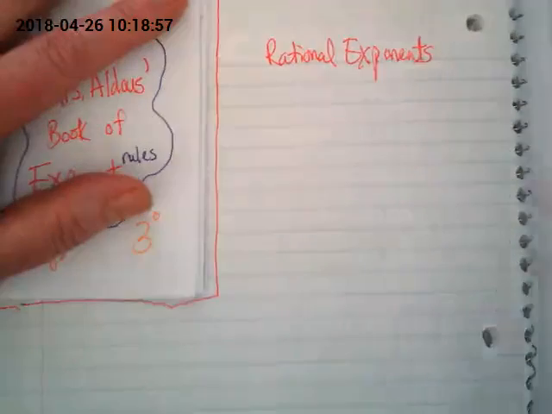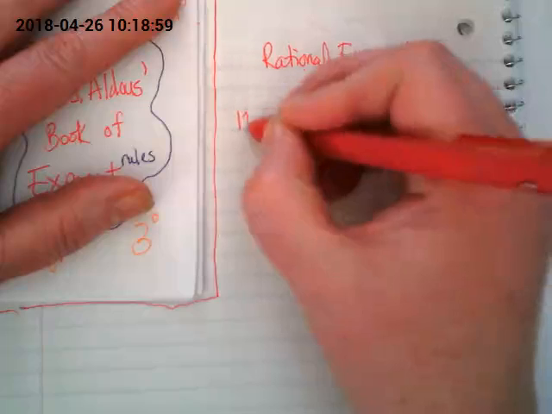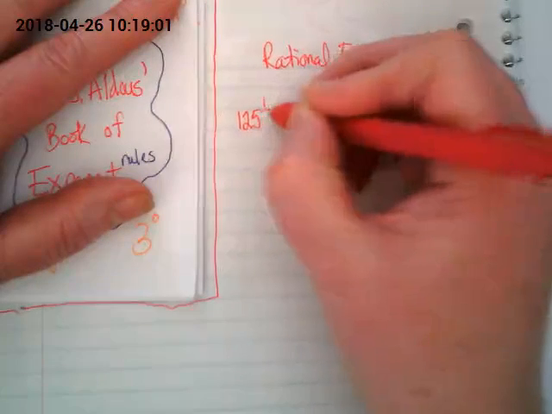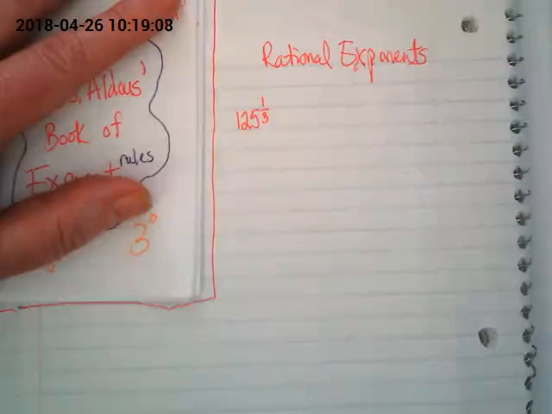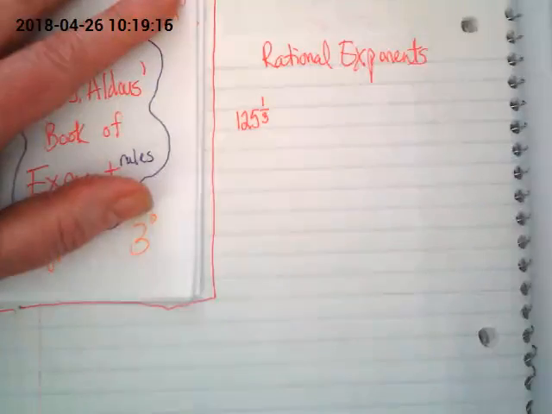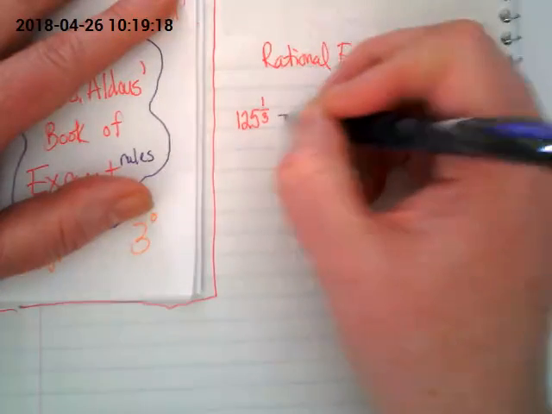A couple days ago, I wrote this down and tried to show you how it ends up equaling 5. You all had blank looks on your faces, so we backtracked and spent a couple days talking about radicals. I want you to see where these pieces come from.